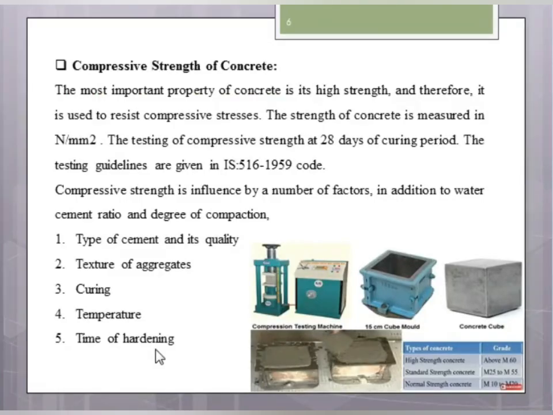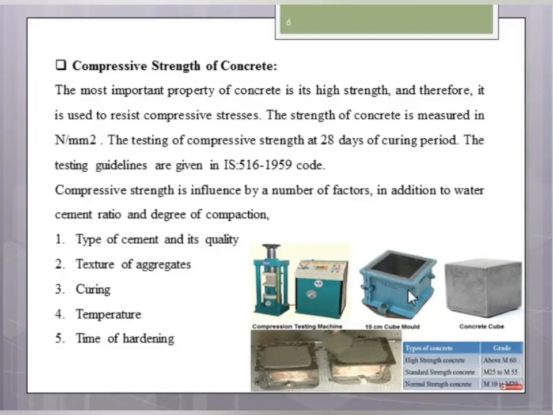So, what is the test methodology? There are cubes available for standard size molds, where the casting of cubes for testing of concrete is recommended by the standard codal provision, like 150 cube and, second one, 100 cube. If your aggregate size is more than 20, we have to go for the 150 cube. And if your aggregate size is less than 20, then we can go for the 100 cube, so that material saving is also there.